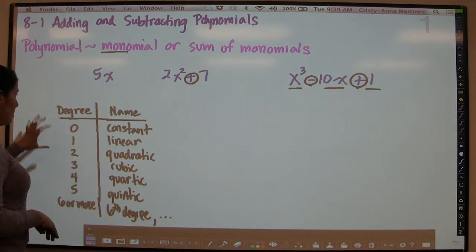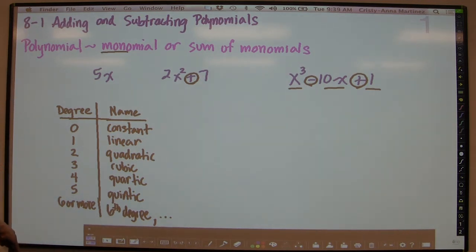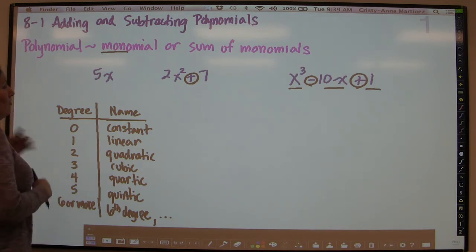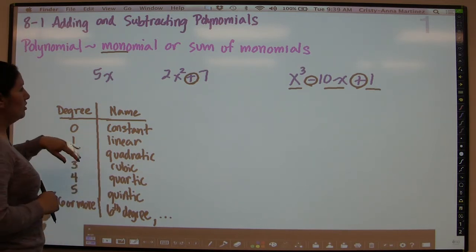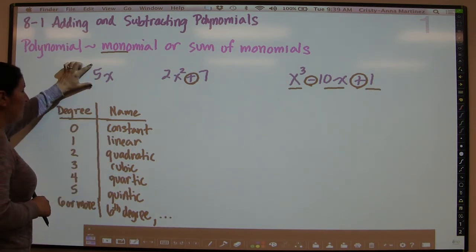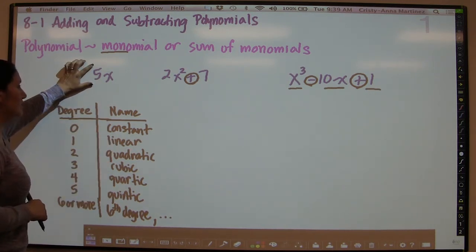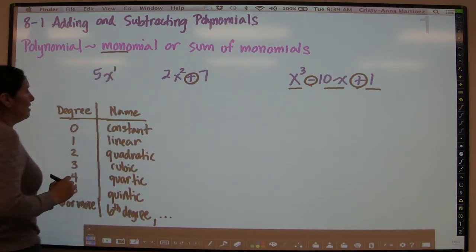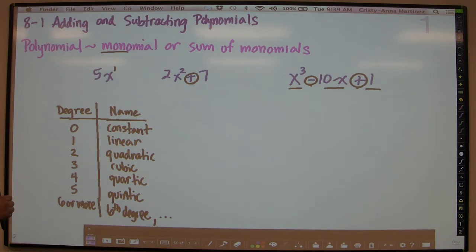And so we also have names for the degree of the terms. So basically, if you have a 0 or no variable, then you're going to call that a constant term. So basically what I want to do here is you have 5x. The degree of this little guy is 1 because it's x to the 1 power. So the degree of the term is 1.